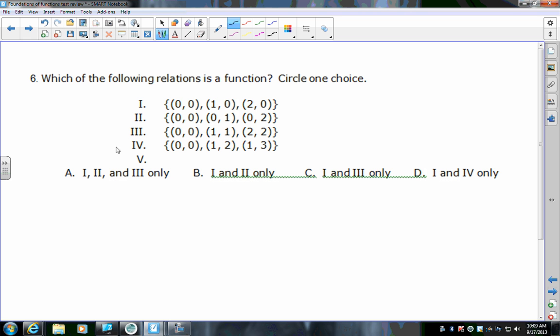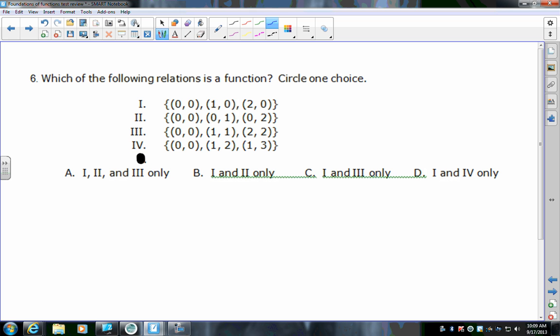On number 6, this 5 right here, they just kept typing it, but that's not supposed to be there. Now, it says, which of these following relations is a function? What you're going to have to do is look through each one of them individually and start there.